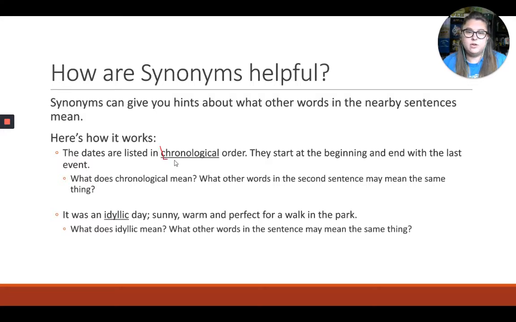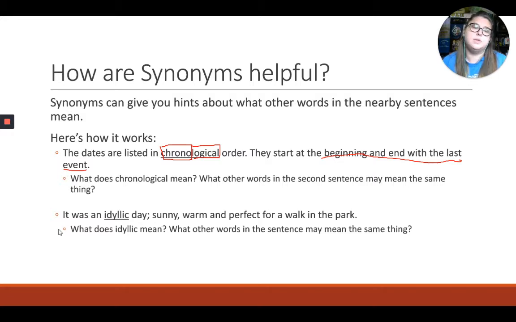When we see chrono, this beginning part of the word, chrono means anything to do with time, and logical means anything to do with order. So chronological literally means the order of time from the beginning to the end. So it matches something that we see a little bit later in the second sentence here.